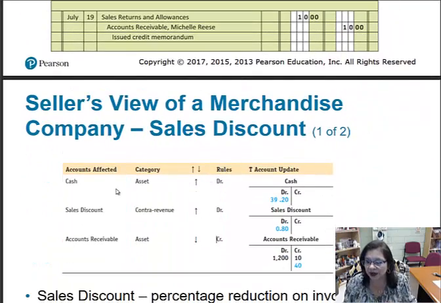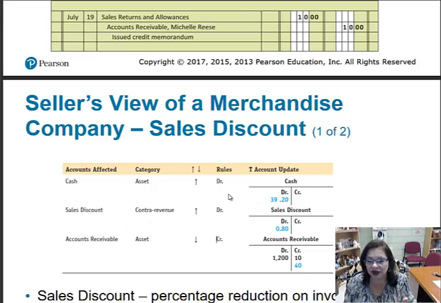So this is what ends up happening, okay? Let's say that you have a sales discount. Cash debited for the $39.20. Sales discount. Okay, here you're giving somebody a discount now. You're not returning something, you're giving them a discount.